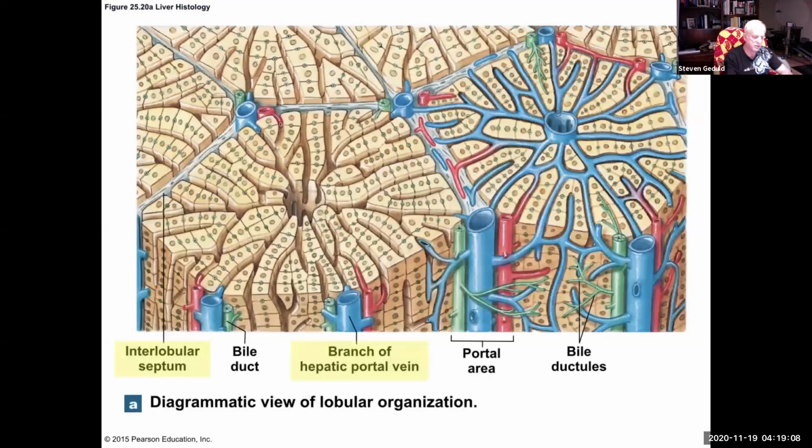So this is what it looks like. This is a hepatic portal area where you have your artery, your vein, and lymphatics coming through. This is your interlobular septum right here. This is the division line. This is going to be your septum, with six sides that divides each of those sections. And in the center of it, you will have your vein where blood drains back out through the liver.